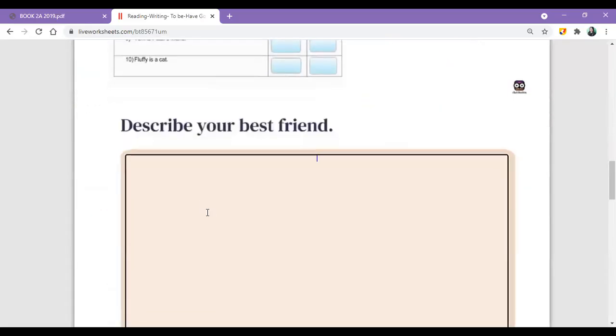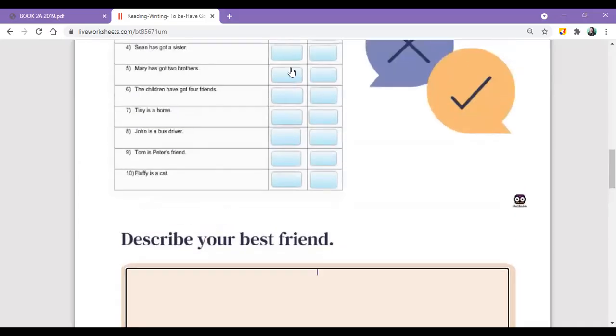Also, here you have to describe your best friend using have got, not have. For example, my friend is Carter. He is 29 years old, and he has got a red car. So instead of saying have or has, you're going to say have got or has got. Okay. So if we don't have any question, we're going to stop the class right now.